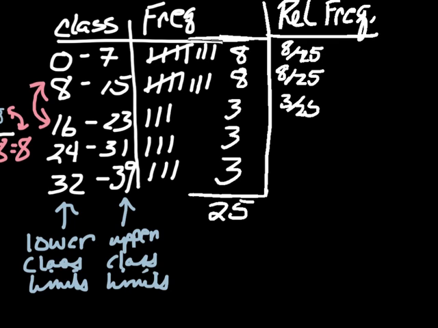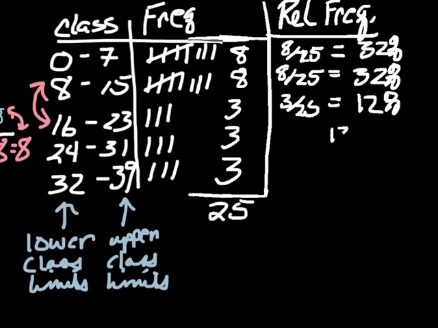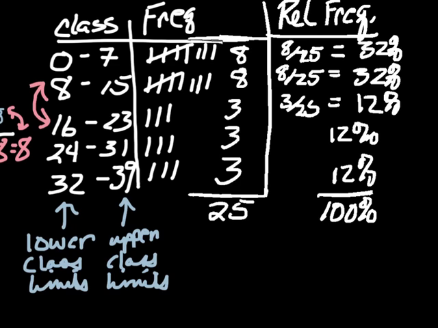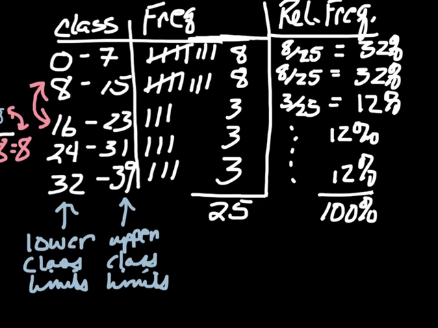Okay? And when you do that, you can convert it to a percentage, and this will be 32%, this will be 32%, this will be 12%, 12%, and 12%. And you'll notice if you add those all up, they should be right at 100% or just a few decimal points off in case you have to do rounding. And so this is called a relative frequency.